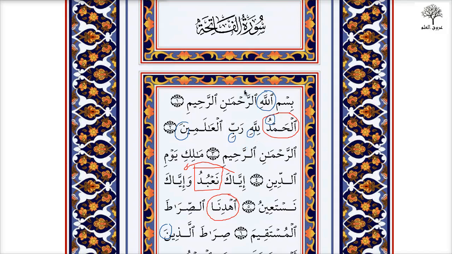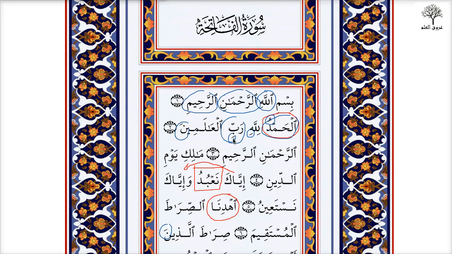Okay, let's say Ar-Rahman. Ar-Rahman, is that ma'rifah or nakira? Al. Excellent. Ar-Rahim, is that ma'rifah or nakira? Okay. Alhamdu, is that ma'rifah or nakira? Okay. Rabb. Now remember, this is an idafa rule. So Rabbil Alameen. So this is an idafa rule. So is Rabb a ma'rifah or a nakira?